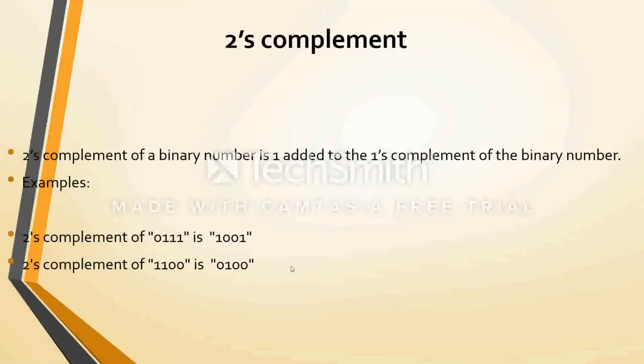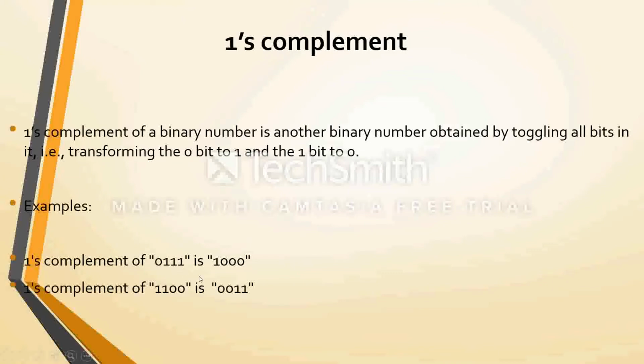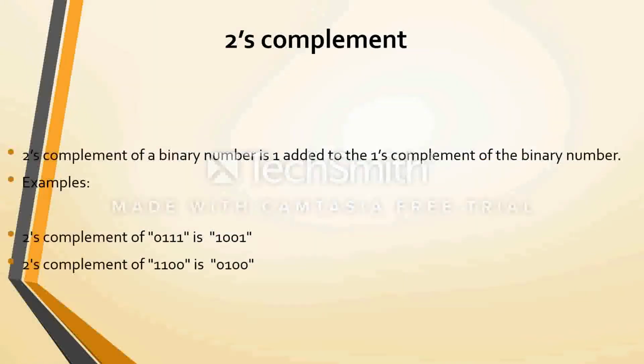Then how to obtain the 2's complement? First you obtain 1's complement of a given binary number, then add 1 to it. So previously what we got? 0111. 1's complement is 1000. If you add 1 to that, then you are going to get 1001. That is nothing but your 2's complement. Where do we use this? In order to perform the subtraction operation with the help of the adder, we make use of this 2's complement technique.